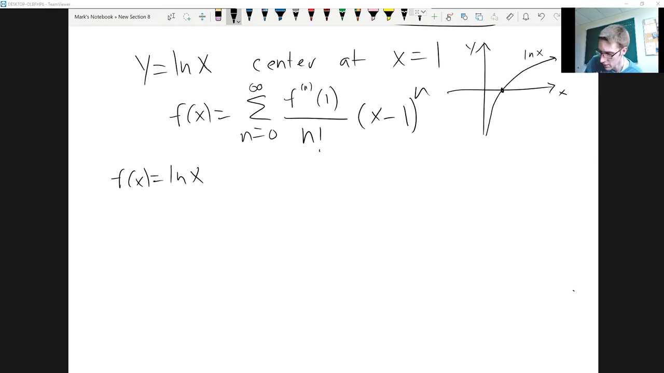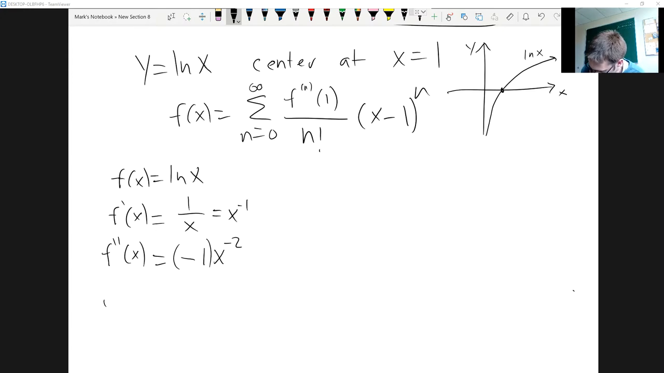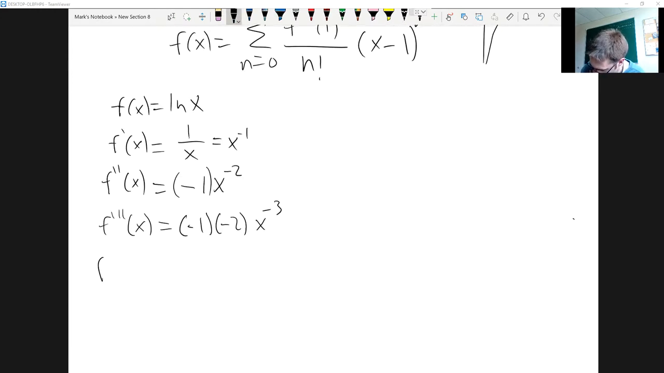Okay, so let's start by writing down f of x equals log x, and we're going to compute its first few derivatives. All right, so f prime of x, the derivative of log x, is just 1 over x, or we could write that as x to the negative 1. And if I take a derivative of that, I will have negative 1 times x to the negative 2, applying our power rule. And if I take a third derivative, I will have to bring down a negative 2. And now my power will be negative 3. And if I take a fourth derivative, we'll have negative 1 times negative 2 times negative 3 times x to the negative 4.